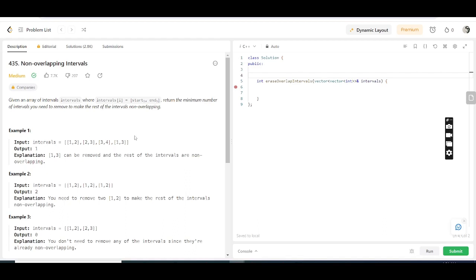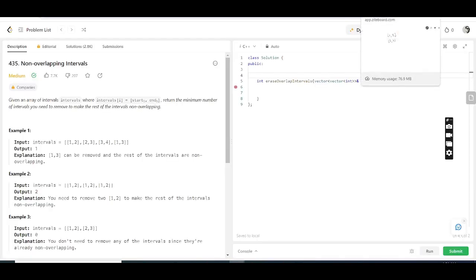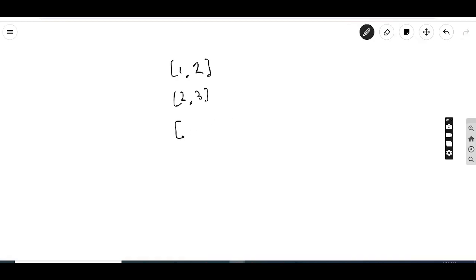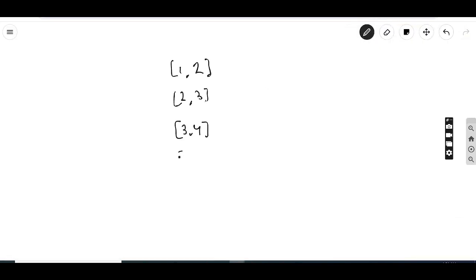Let's understand that. We have intervals like 1 2, then we have an interval 2 3, then the third interval is 3 4. The next interval is 1 3. So these are the intervals that we are given.